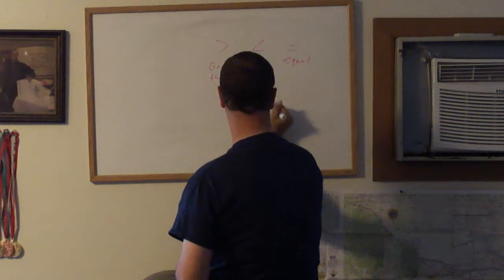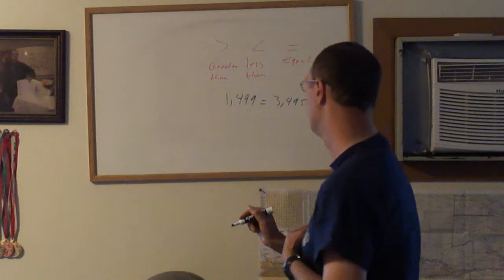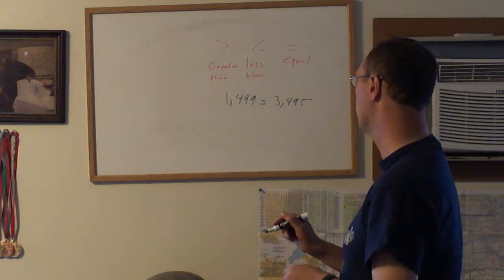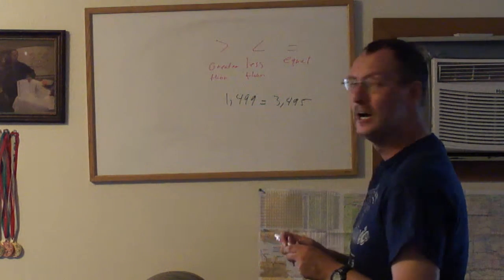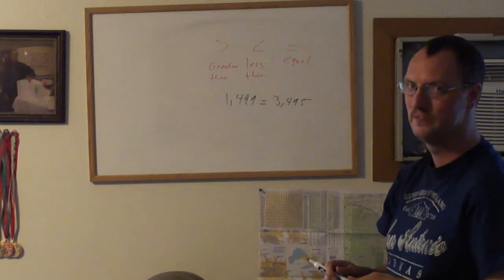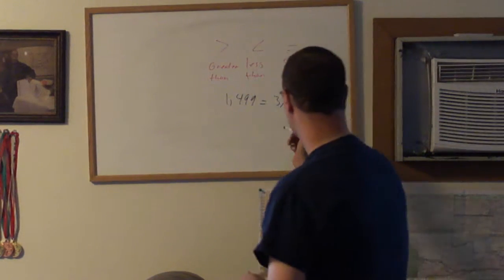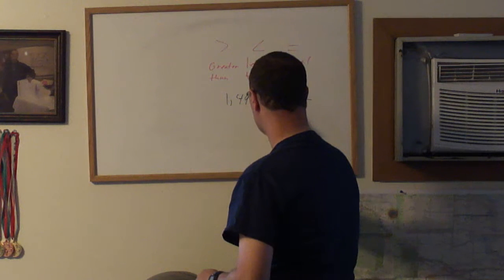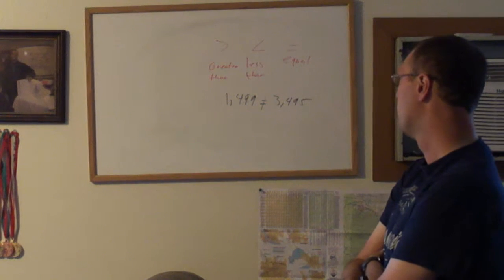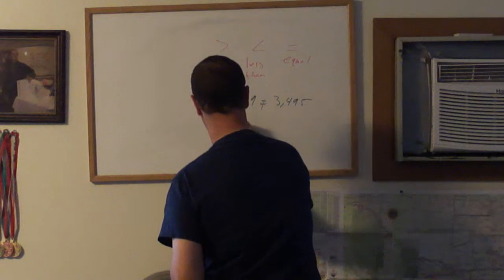Example: 1,499 equals 3,495. Now, how would you tell if that statement is true? The answer is no. 1,499 is not equal to 3,495.